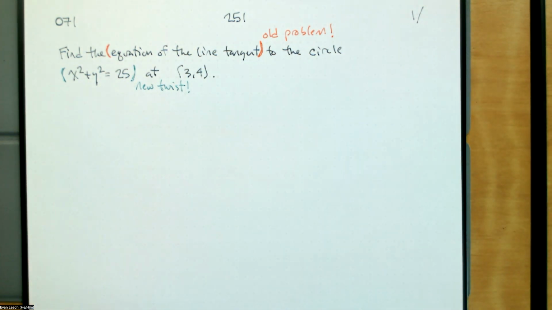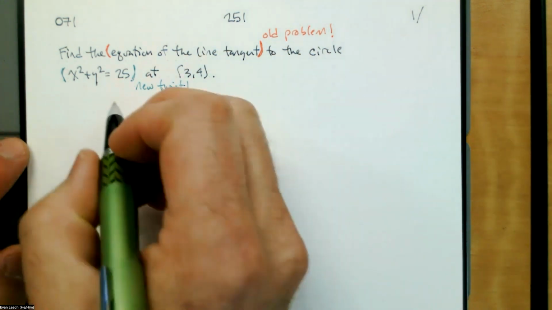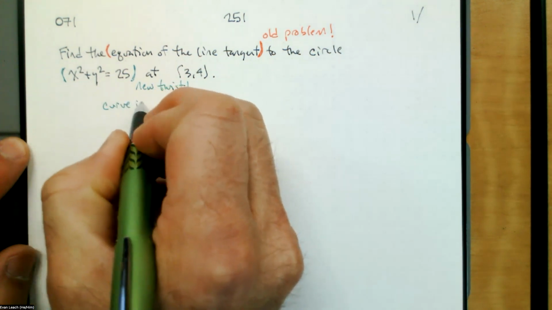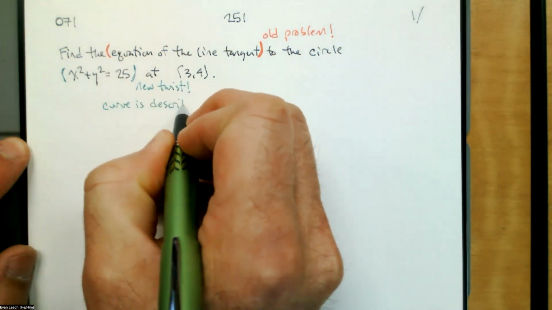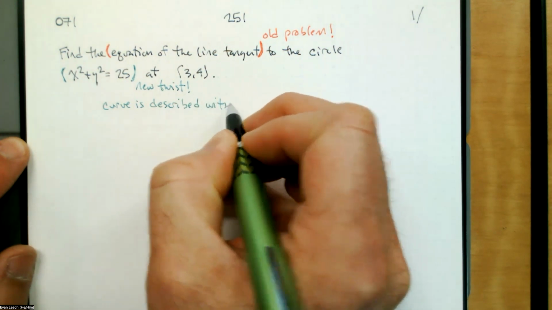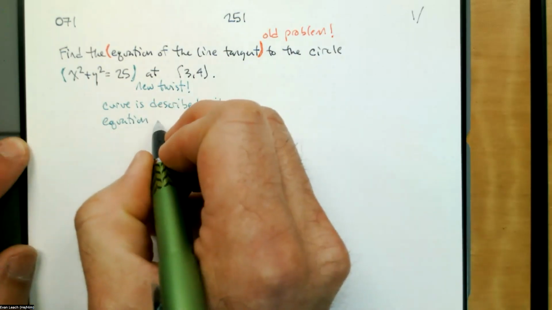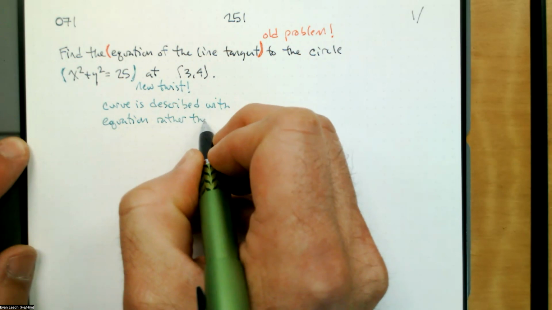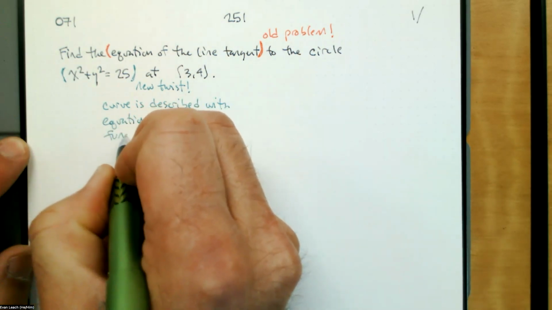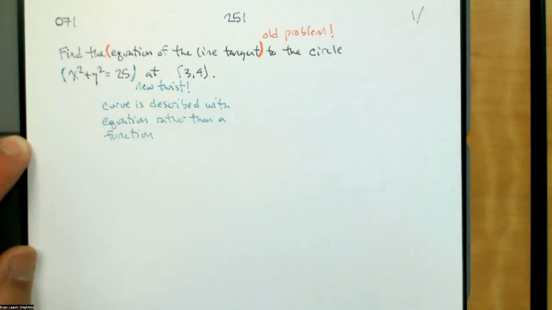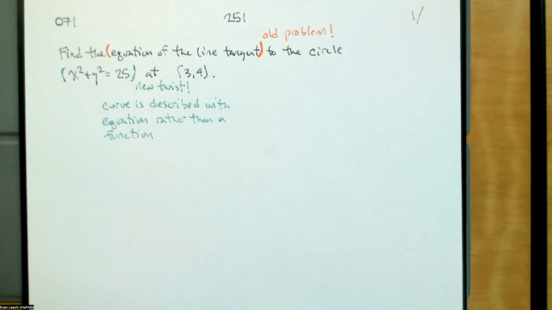The difference is that instead of giving you a function and asking for the equation of the line tangent to some function, we're defining the curve with an equation that's not a function. So the new twist is that the curve is described with an equation rather than a function. That's our new twist.